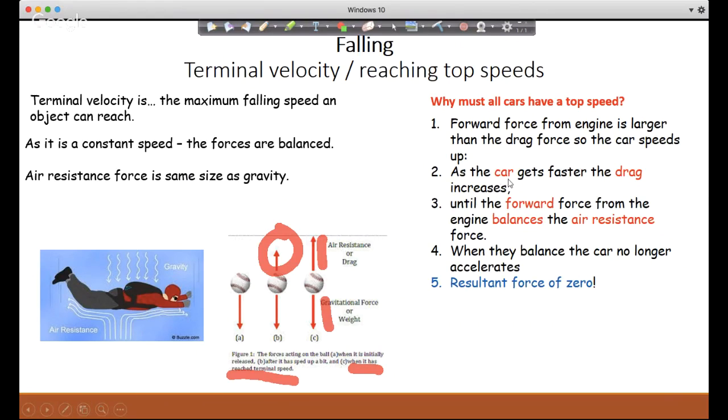As the car gets faster, the drag force increases until the forward force from the engine balances the air resistance until they're the same size. When they're the same size, the car doesn't accelerate anymore because of the resultant force being 0. And resultant force, again, is just that overall force. It's basically saying that they've got balanced forces if they're a resultant force of 0.